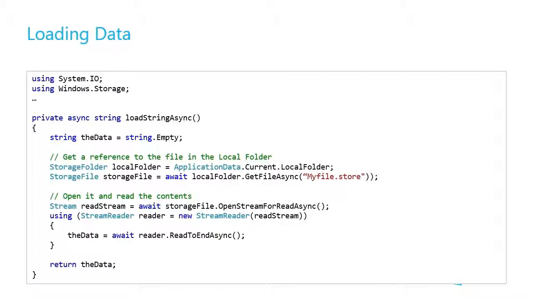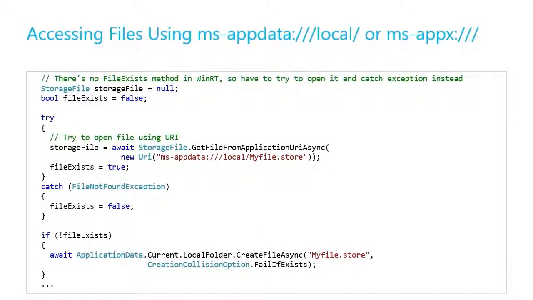And then the reverse. How am I going to get the stuff out? So again, get that local folder reference. I'm going to get a reference to the actual file, and read it in. I'm going to use a StreamReader, and then just pull it into a string. So pretty simple stuff. Hopefully that's your takeaway here. Just for saving simple things, it's really, really easy to work with.